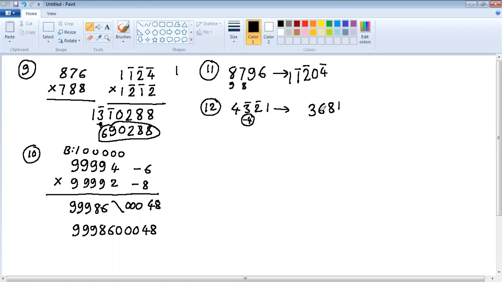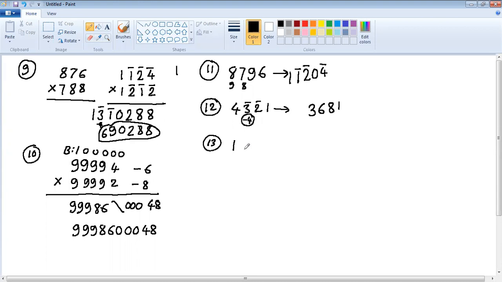So converting vinculum to normal, negative numbers you have to take complement. And whenever you take complement, reduce 1. Minus 3 minus 1 is minus 4. Complement is 6. Reduce 1. Thirteen also is the same topic, converting normal to vinculum.